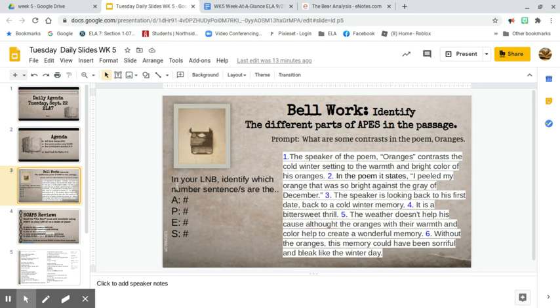So, identify which sentence, using its number, is the A, P, E, and S. I'd like for you to email me if you want to know the answers so that I can check your understanding of APES, my asynchronous learners.